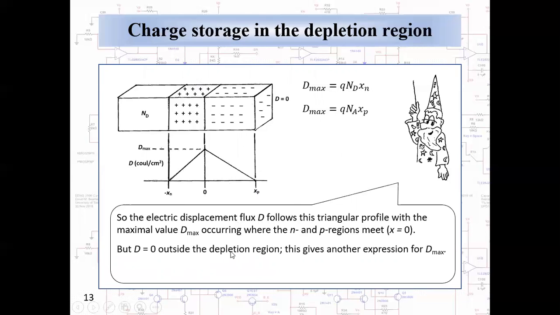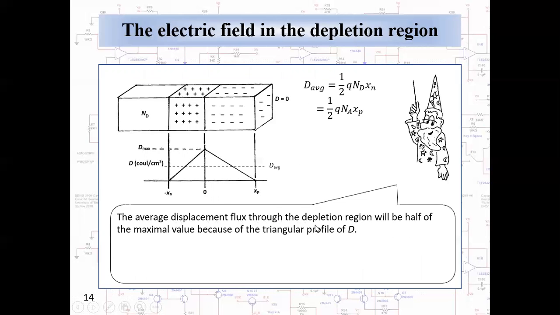But D outside of the depletion region is 0, so that allows us to have an alternate expression for D max of q N_A x sub p. And if we equate these two, then we can relate x sub n and x sub p to the doping densities.